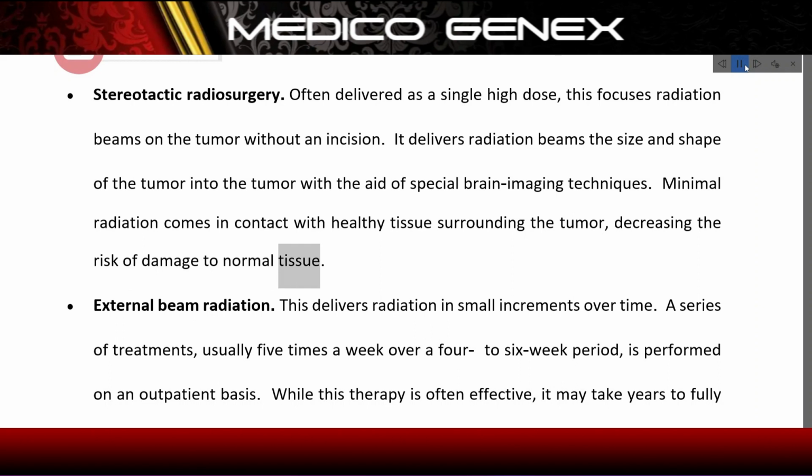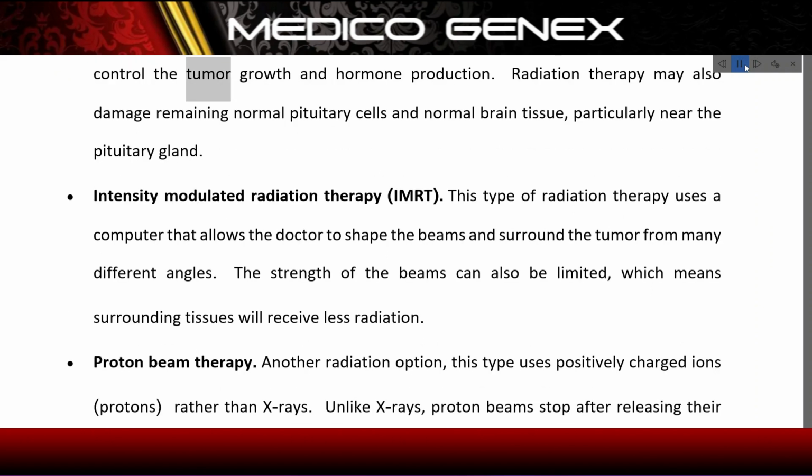External beam radiation. This delivers radiation in small increments over time. A series of treatments, usually 5 times a week over a 4 to 6 week period, is performed on an outpatient basis. While this therapy is often effective, it may take years to fully control the tumor growth and hormone production. Radiation therapy may also damage remaining normal pituitary cells and normal brain tissue, particularly near the pituitary gland.